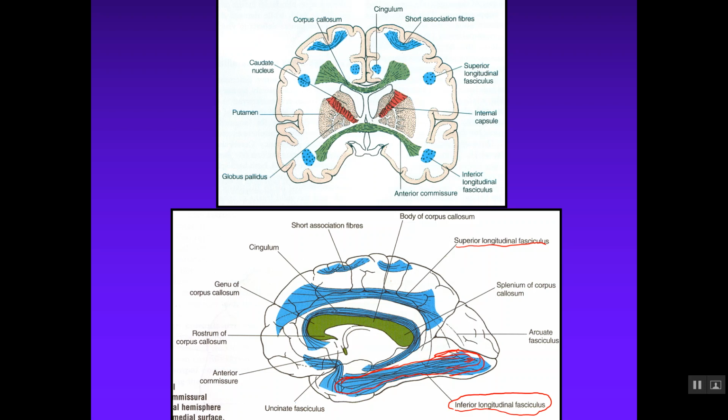Then we have some short association fibers. There are little short association fibers that often aren't named, but they'll just associate like this. This is actually your precentral gyrus here, and this is your postcentral gyrus. So these little short association fibers allow some immediate connection between sensory and motor information right between those two gyri that are close to each other. Some might jump a few gyri.